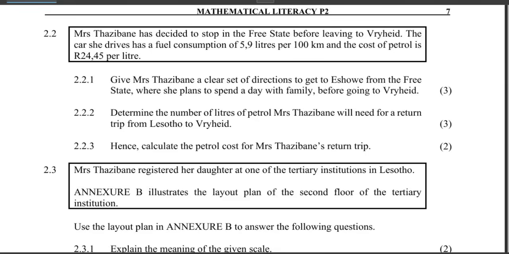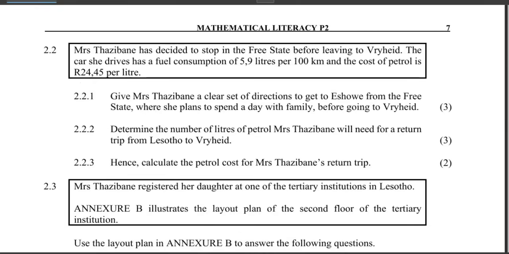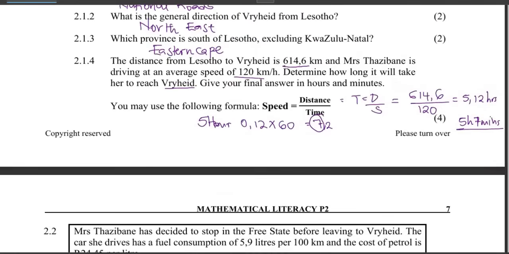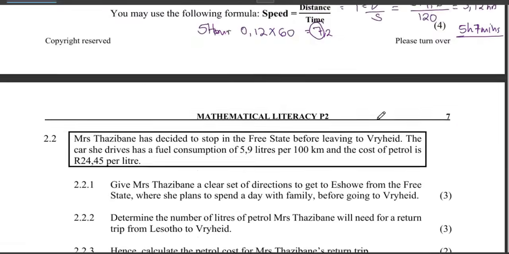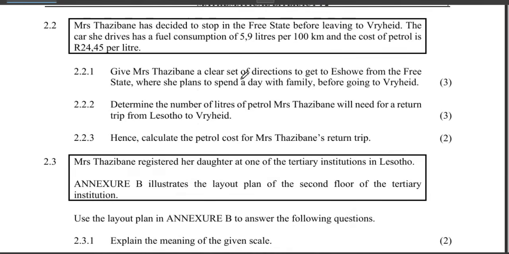Determine the number of liters of petrol Mrs. Tazibani will need for a return trip from Lesotho. Now remember, they have already told you the scenario before. For the distance from Lesotho, we use this one here. Why am I using this distance? Because this is still question number 2. Had it been question number 3, it would have been different, but still the same person. So the distance we are looking at is 614.6 kilometers. We need to multiply this by 2.